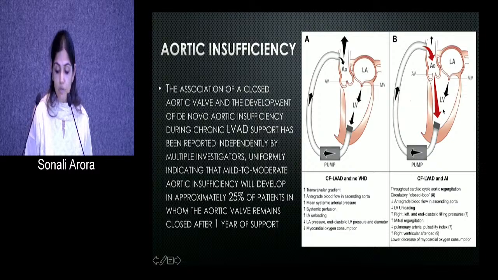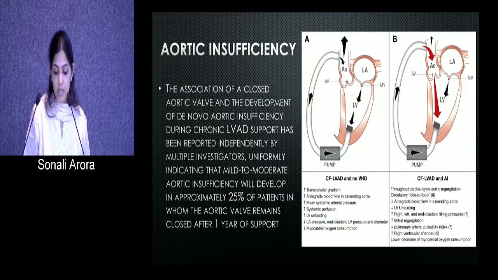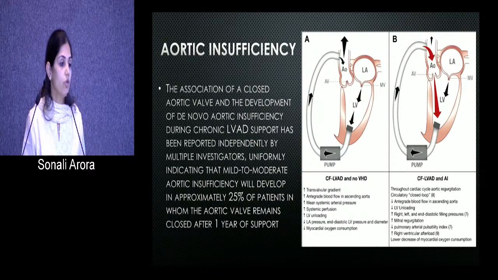But in a patient who has a continuous flow LVAD and AI, you have flow coming from LA to LV and also from the aorta, so it becomes a closed loop. So what will that cause? It decreases the antegrade blood flow in the ascending aorta. It decreases LV unloading. It increases right and left end-diastolic filling pressures. It increases the MR. It decreases the PAPI. It increases the right ventricular afterload and lowers the decrease of myocardial oxygen consumption. And this patient will basically present with heart failure.